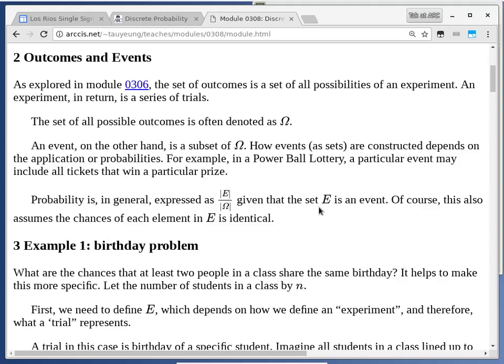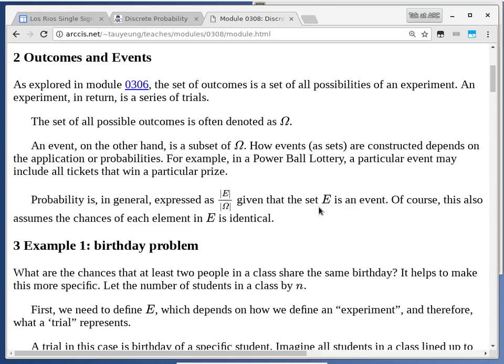Now, because E is always a subset, it can be a proper subset or the same as omega. What do you think is confining this ratio? In other words, if you look at this ratio, it has to be between which number and which number? 0 and 1, exactly. If it's 0, that means it cannot happen, it's impossible. If it is 1, it means it is always going to happen.